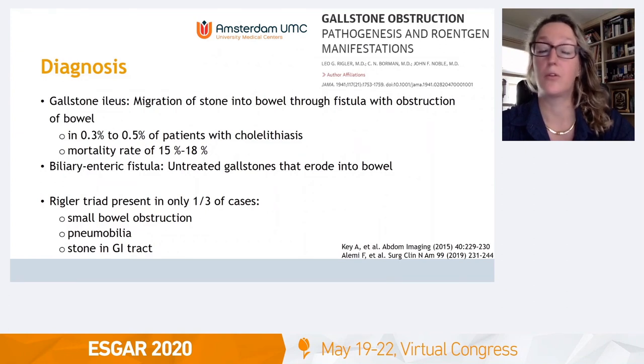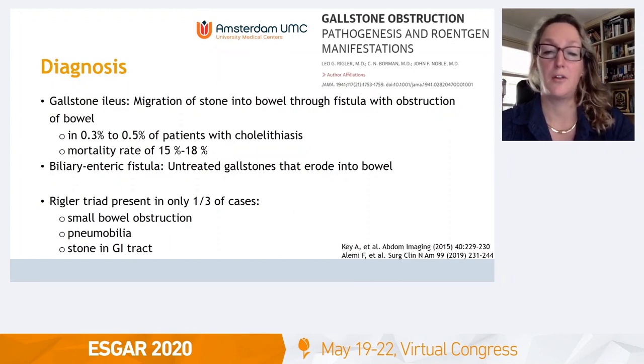This was a gallstone ileus in April 2018 with a migration of a gallstone into the bowel through a biliary enteric fistula with obstruction of the bowel. This is very rarely seen, in 0.3 to 0.5% of patients with gallstones, but it has a rather high mortality rate of 15 to 18%.